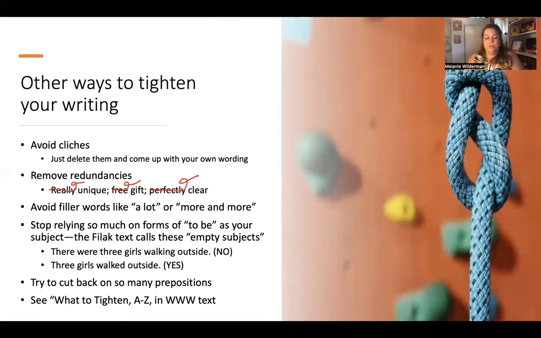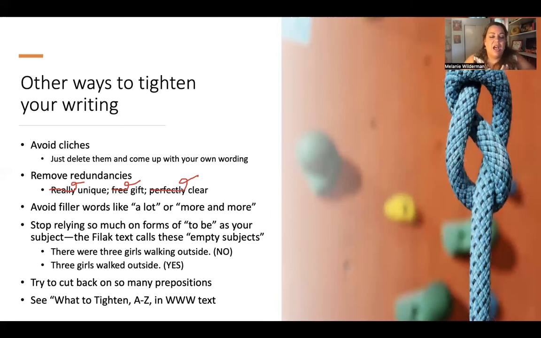All right, so again, look for am, is, were, was, right? Look for these words in your writing. You don't have to eliminate them totally. Just see if you're using them as the main verb, because usually you can get a stronger verb in there and tighten up that sentence.